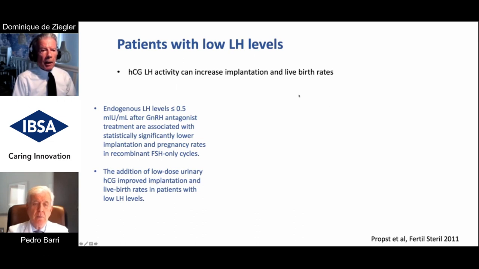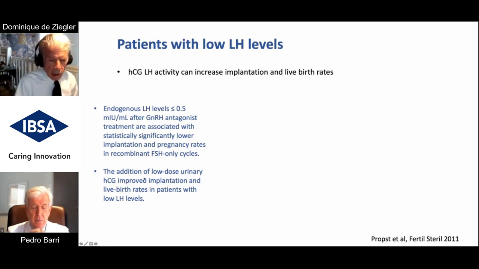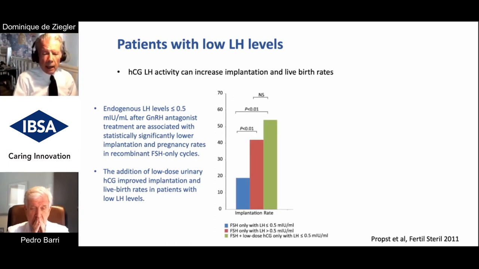Now, patients with low levels of LH, less than 0.5, do not do as well in an FSH stimulation cycle as women with higher LH levels. But the addition of low-dose urinary hCG can actually improve the results of women with low LH levels. This is the low LH, less than 0.5 mIU per ml, and you see that the implantation rate is lower than in the group that has an LH level larger than 0.5 per ml.